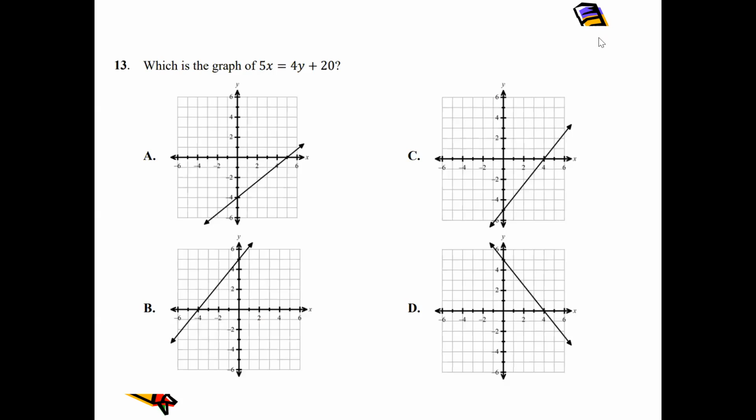All right, so we're going to continue with question number 13, you guys. Hopefully this one time we won't have any technical difficulties. So remember, you're going to move your 20 over to the left side. So I'm going to have 5x plus 20 equals 4y. Now, in order for me to graph this, I got to get y equals. So I'm going to divide it by 4 on everything.